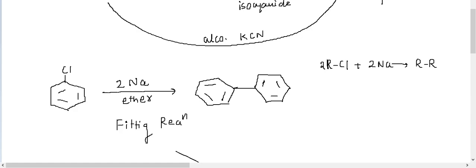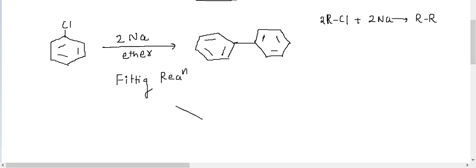Remember, aryl halide can be coupled when we treat it with sodium in the presence of dry ether, and we get a coupled product. The reaction is called the Fittig reaction. So now let's move to the next question.